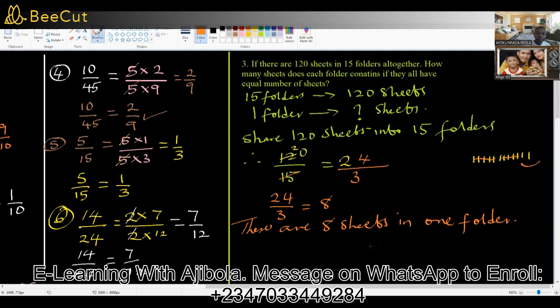How many sheets are in one folder now? There are 8 sheets. Look at it at the bottom here. There are 8 sheets in one folder, okay? Fine. Can you see it? Fine. Okay. So do you understand it now?